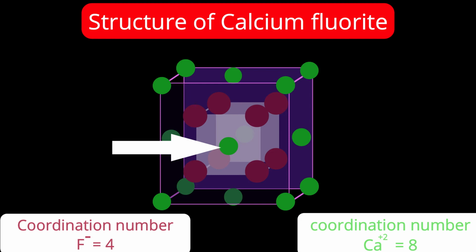So calcium ion is surrounded by 8 F minus ions. So what is the coordination number of calcium plus 2 ion? 8. Now let us talk about fluoride ion. What is the coordination number of F minus?